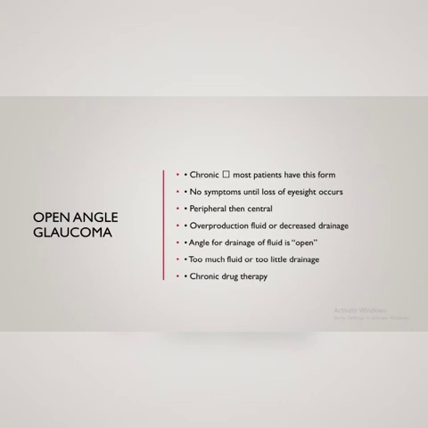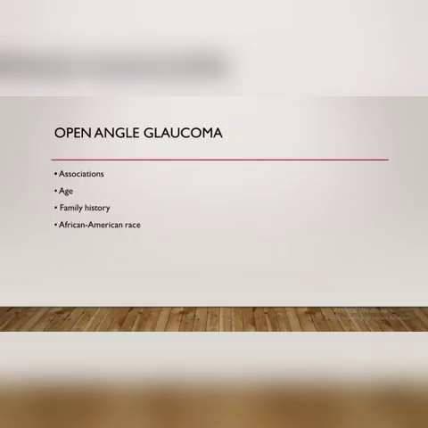Open angle glaucoma is a chronic one and the most common type. No symptoms appear until the loss of eyesight occurs. Peripheral loss occurs first, then the central one. And there is either overproduction of fluid or decreased drainage. The angle for drainage of fluid is open. There's too much fluid or too little drainage. It means that there is either increased production or decreased drainage. Patients with open angle glaucoma are usually kept on chronic drug therapy.